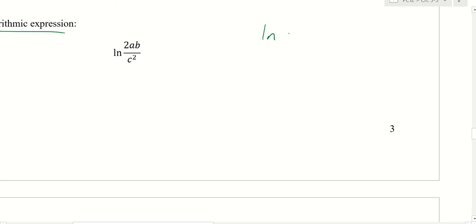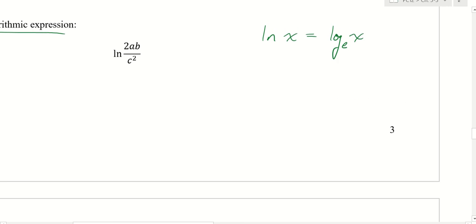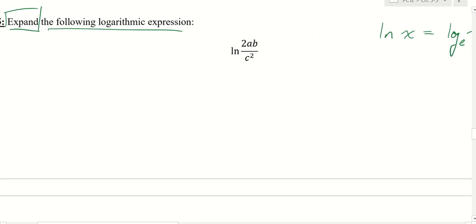Ln of some number is really just log base e of some number, and e is around 2.718, and so on. There's a whole bunch of numbers. It's an irrational number, and the numbers might as well be random. They go on forever, just like pi.